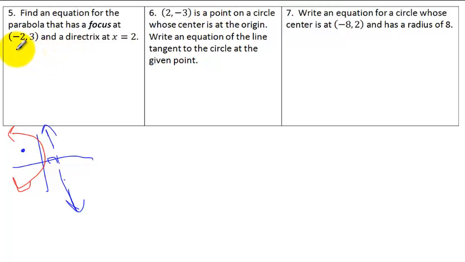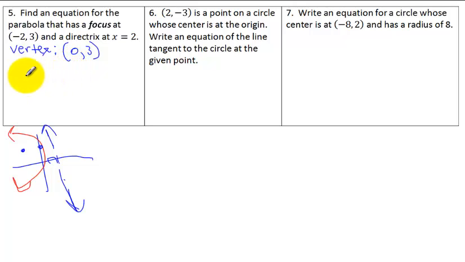So what is the vertex? The vertex of this thing is going to be right in the middle of these two things. So here you have an x value of 2, here you have an x value of negative 2, so the vertex is at 0, 3. It's right in the middle of these two things. Now that we've got a vertex, what else do we need?